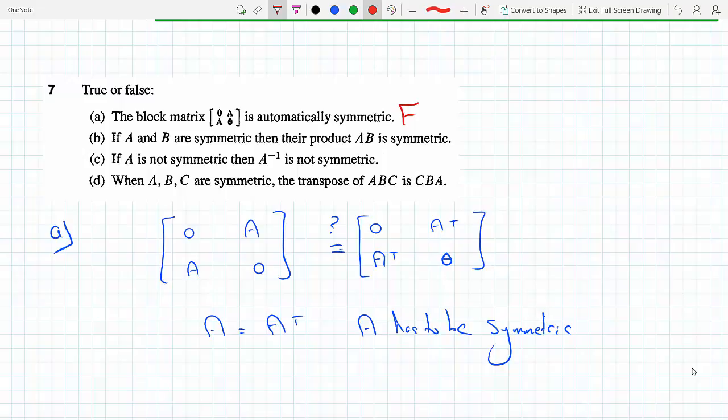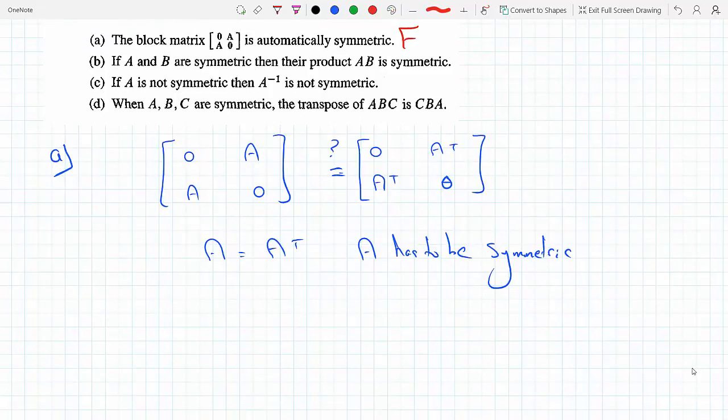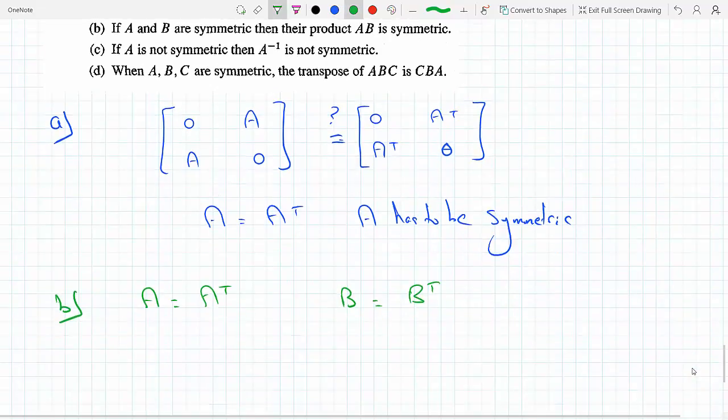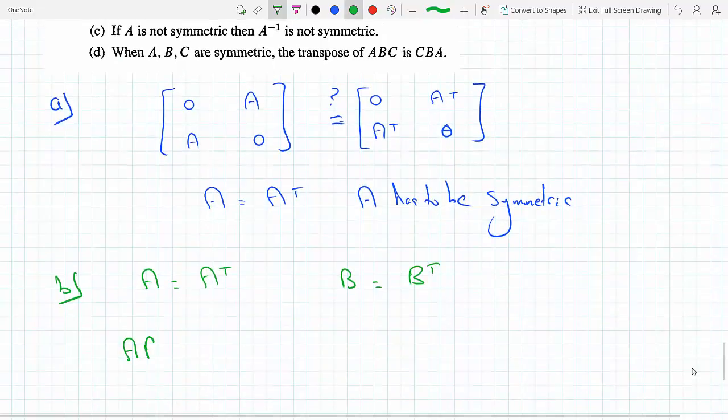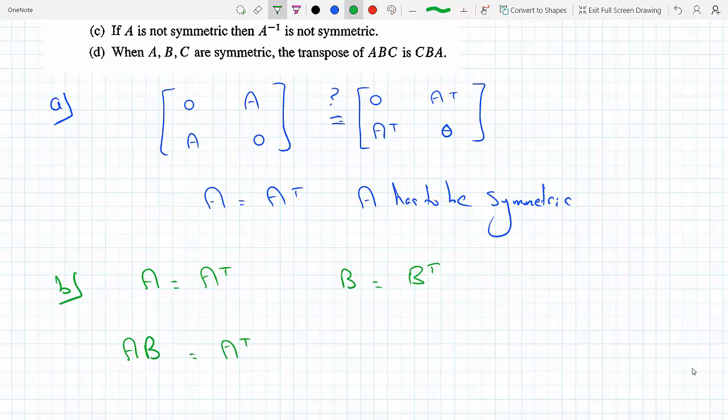Okay. How about B? If A and B are symmetric, then their product is symmetric. Well, let's find out. If A is symmetric, then A equals A transpose, and if B is symmetric, then B is equal to B transpose. By definition, that's what a symmetric matrix means. Then their product is symmetric. Well, let's see what AB is. AB is A transpose B transpose, because they're the same, no? And so this would be BA.